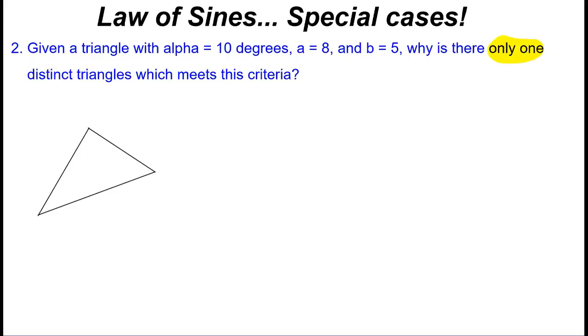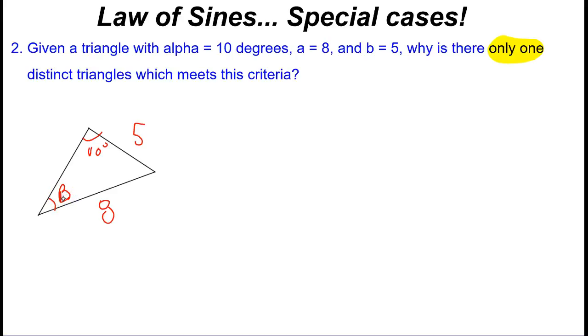So let's plug in the information that we know. Alpha is 10 degrees. And side A crossing that is 8. And this time side B equals 5. We can put beta away from that.